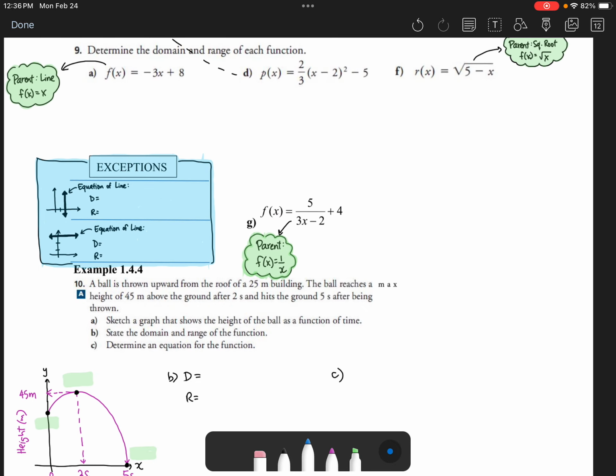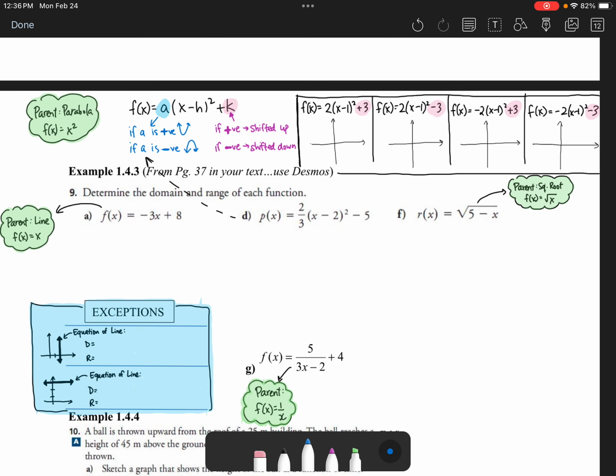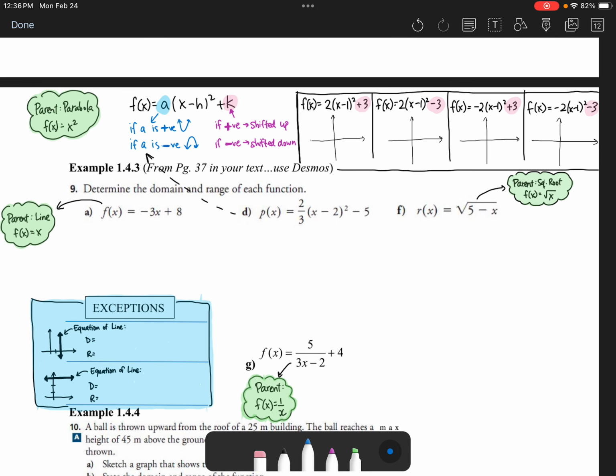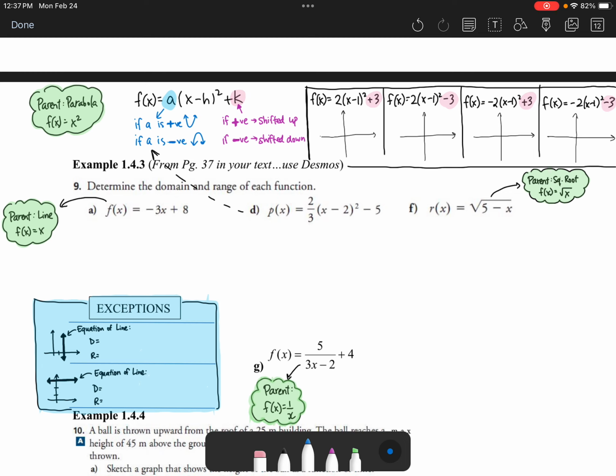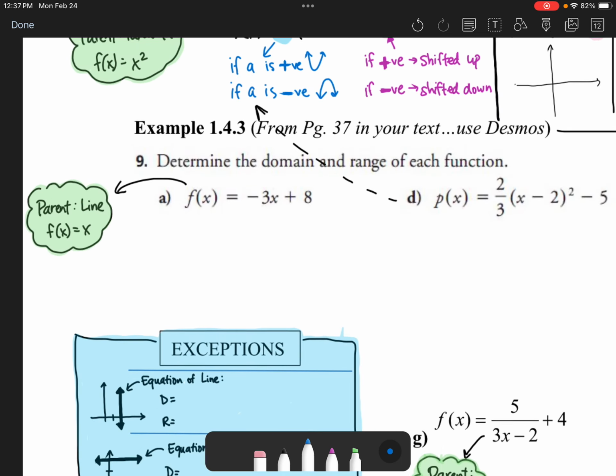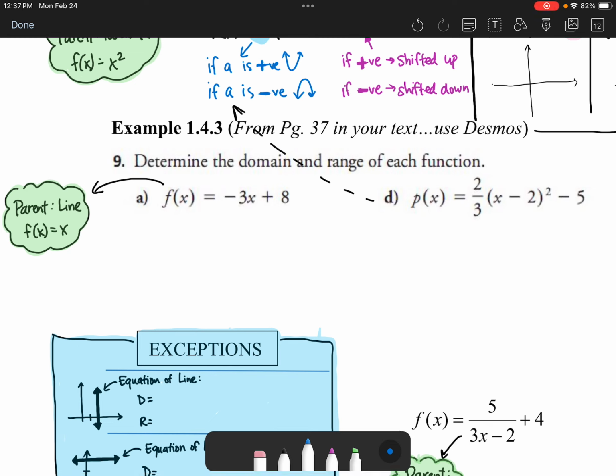I'm not going to go through the whole page, but I wanted to spend a little bit of time explaining how to answer question 9 together. So number 9: determine the domain and range for each function. Let's take a look at this one here. f(x) = -3x + 8.